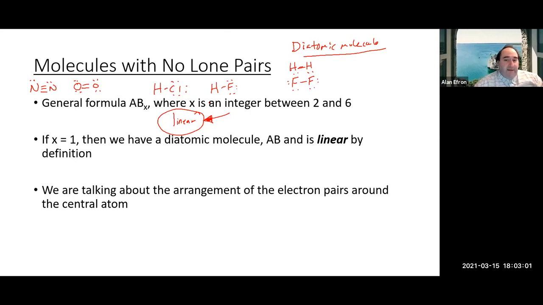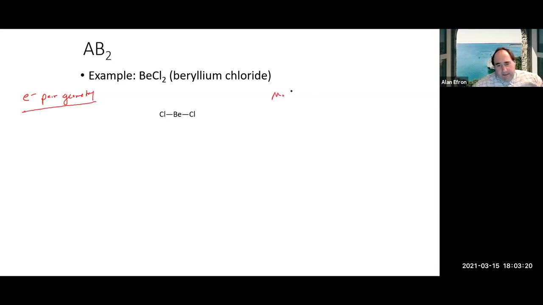Now, when we get into molecules that have three or more atoms, there are a couple of things we need to consider. So let's take a look at this example here. And when we're doing geometry, again, there are these two names, electron pair geometry and molecular geometry.